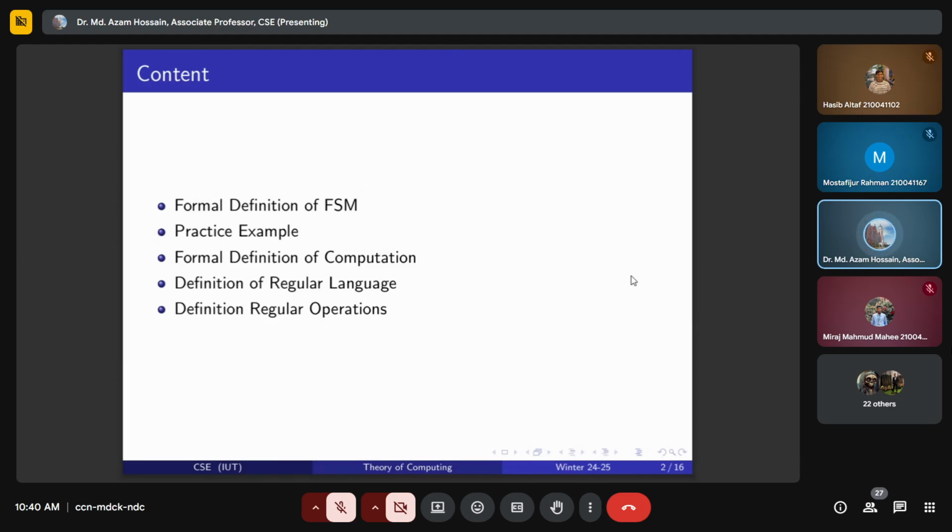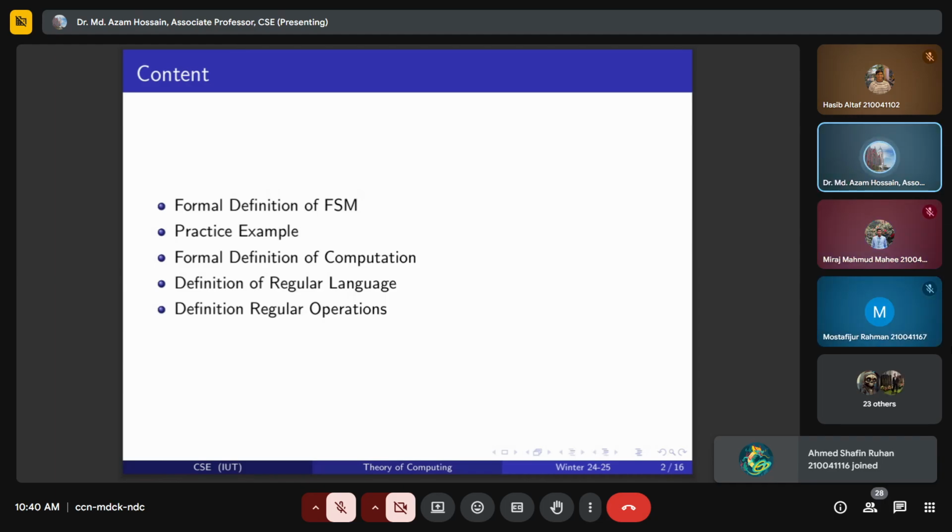So first thing we are going to complete today: we already covered the definition of finite state machine. So I will review, and then we will see some examples of finite state machine. Then there will be one slide: what is the meaning of computation? So we'll define the computation today. After that, we'll start discussing regular language. Last class, I already talked a bit about regular language, so we'll cover that definition.